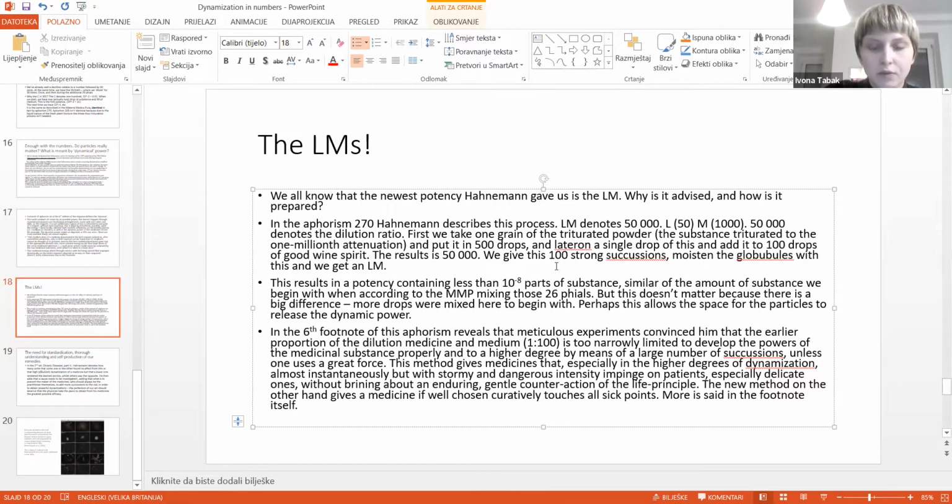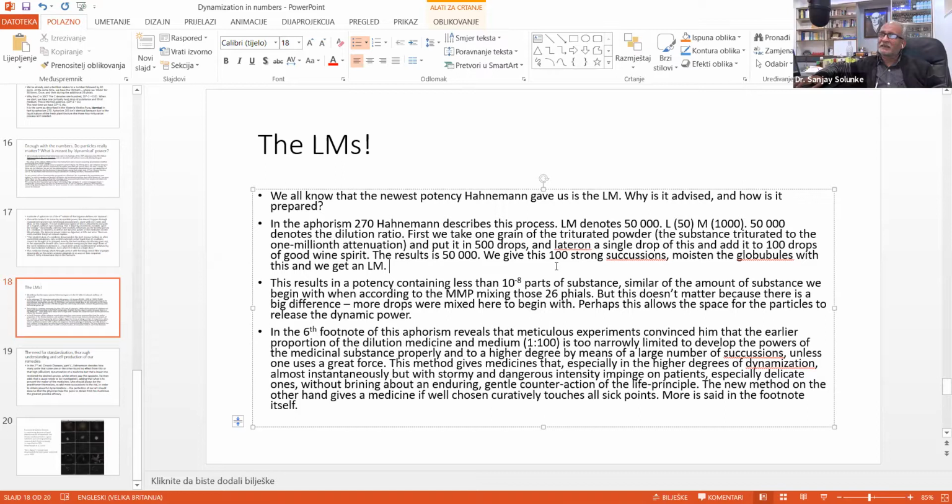And I also did the math for this. So the LM1 will have 10 to the exponent of -8 parts of substance. Actually a bit less, but somewhere around that order. So this is actually more similar to a 3 or 4C. So we would consider it quite a low, not dilution, sorry.